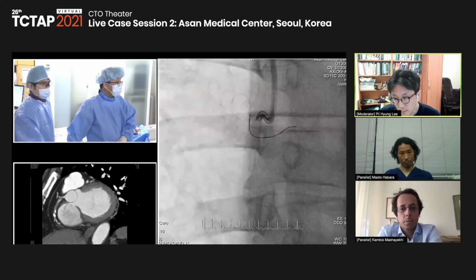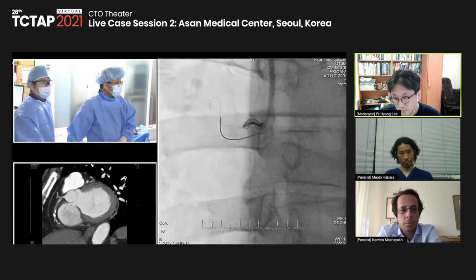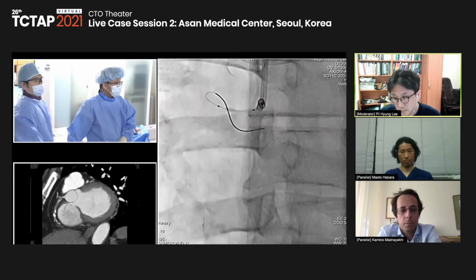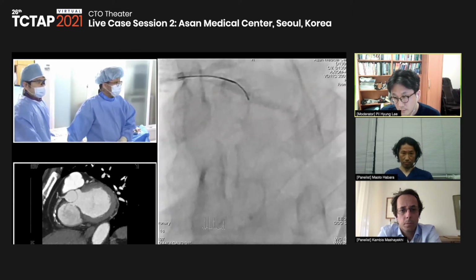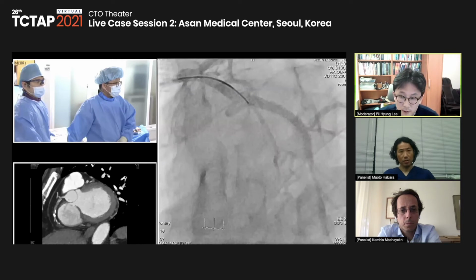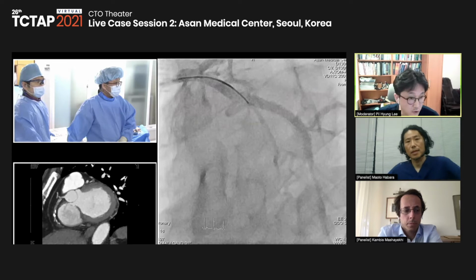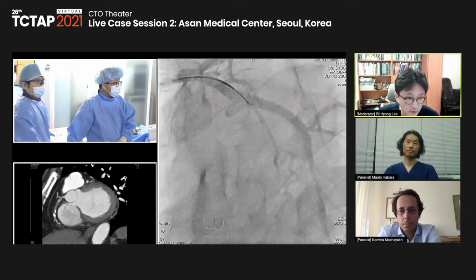So what I did was I ballooned the proximal segment with a 2.0 balloon, and I tried. So if you look carefully, I firstly evaluated the CTO with the JR, and subsequently I changed the guiding with the AL1 short tip.